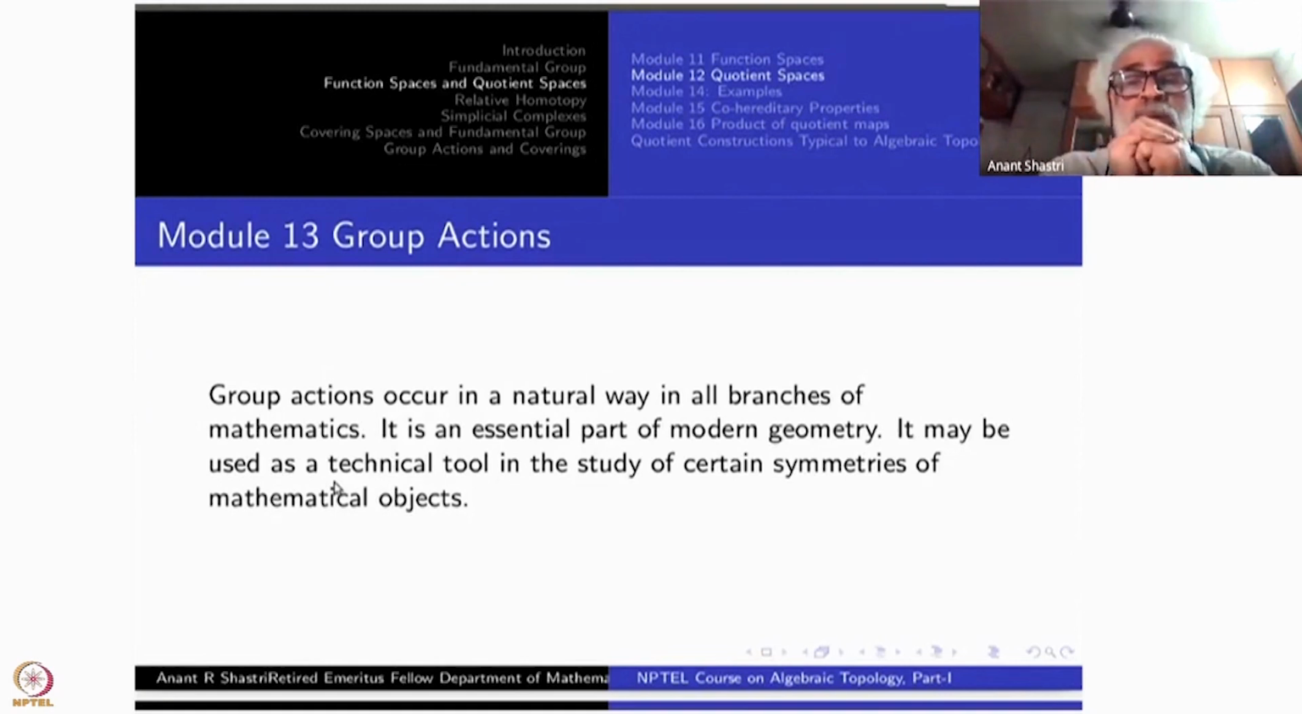Group actions occur in a natural way in all branches of mathematics. It is an essential part of modern geometry. It may be used as a technical tool in the study of certain symmetry of mathematical objects. The symmetry of a certain structure is defined by its group actions.